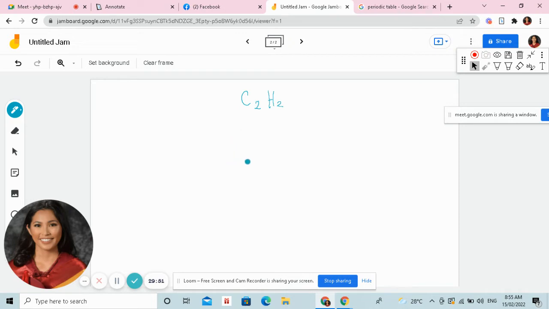We have carbon as the central atom. Then what else? Next to carbon, we can do carbon also, because that's what makes carbon very special: it can do catenation. Catenation is when carbon can pair with each other, carbon to carbon. So we can have that one carbon.